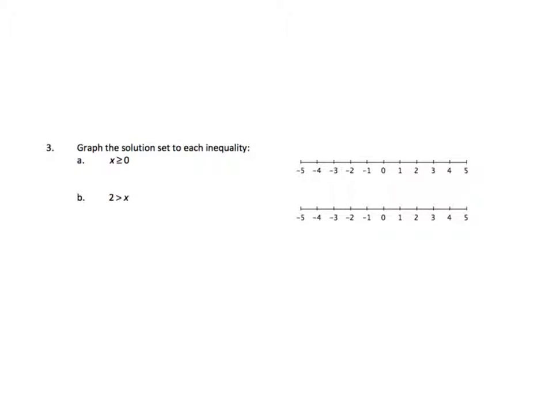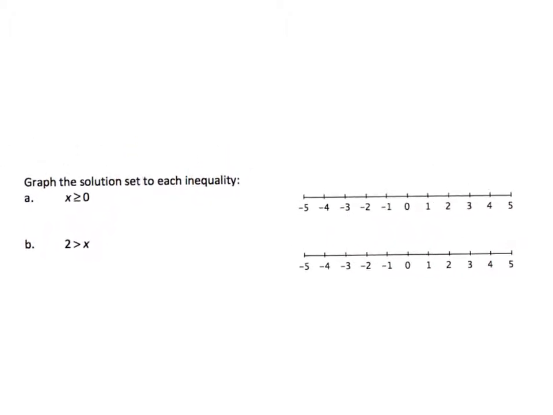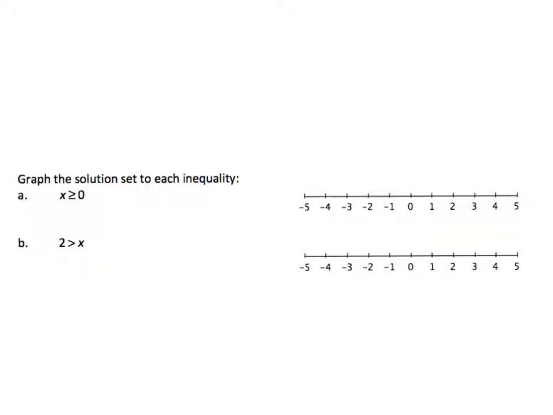Number 3, so now we're going to take these inequalities and now graph them. So for letter A, you've got x is greater than or equal to 0. So I know that it's going to be a closed circle because it's equal to. So I'm going to put a closed circle on 0 and shade where numbers are bigger than 0. So the arrows are going to point over the numbers that are greater than 0.